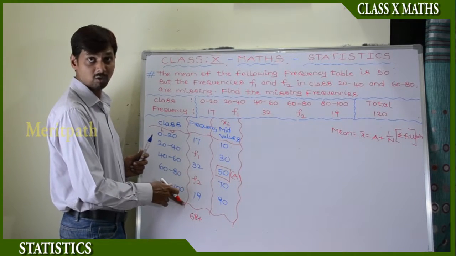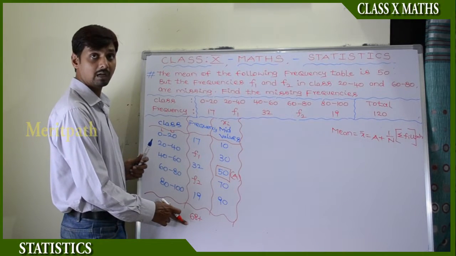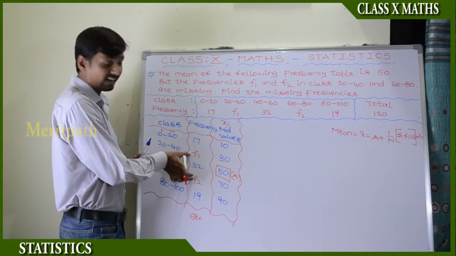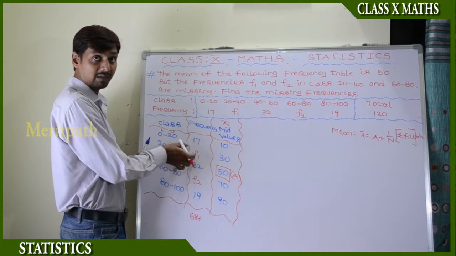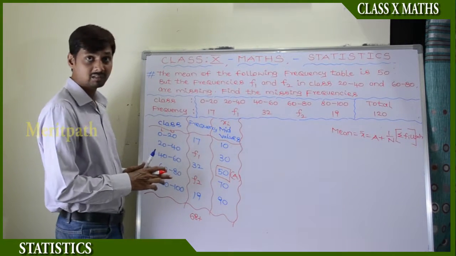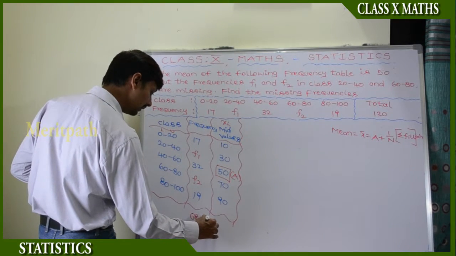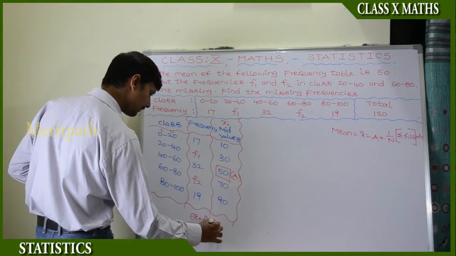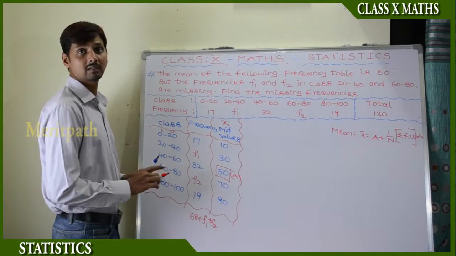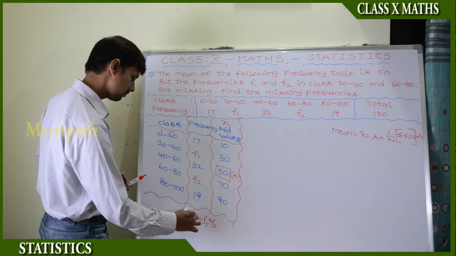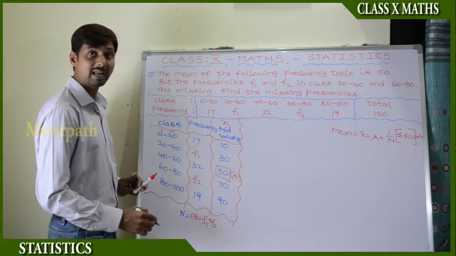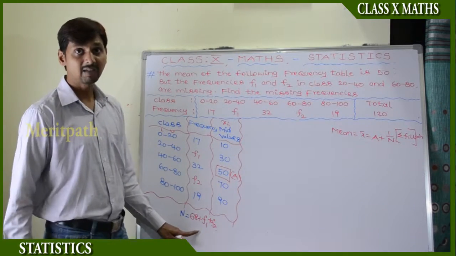We added all the constant values, we got 68, and then variables are present in this, that are f1 and f2. So variables we need to add separately with the constant values, that is f1 plus f2, and this is called capital N. So capital N is equal to 68 plus f1 plus f2.